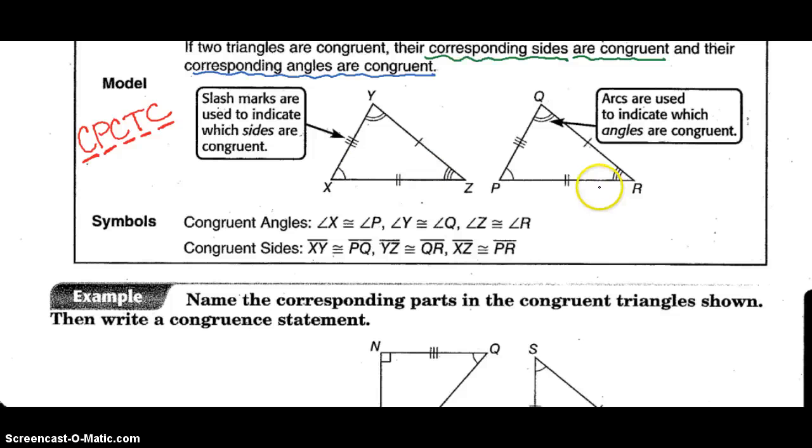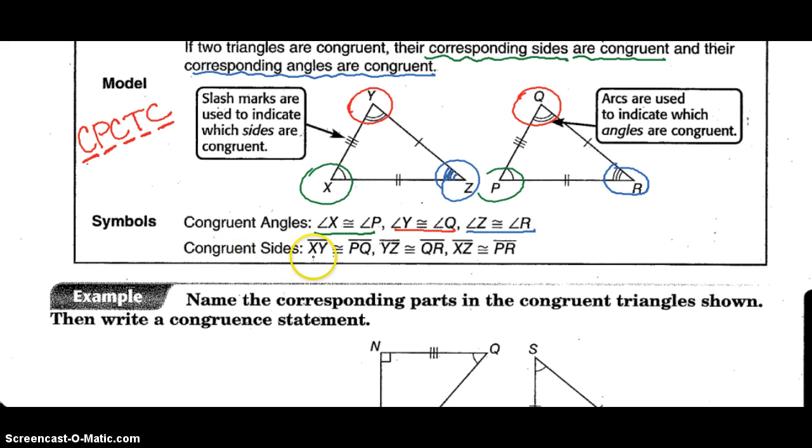We're told these are congruent triangles. So that means that Y corresponds with Q. So angle Y is congruent to angle Q. X corresponds with P. So you'll see they wrote angle X is congruent to angle P. And Z with the three tick marks, those three hash marks, goes with R with the three hash marks. So notice how the red Y and Q only have two hash marks, X and P have one hash mark, Z and R have three. So those are corresponding angles.